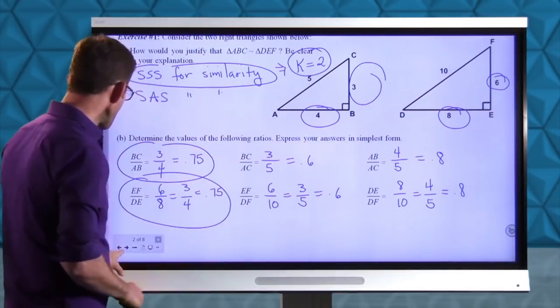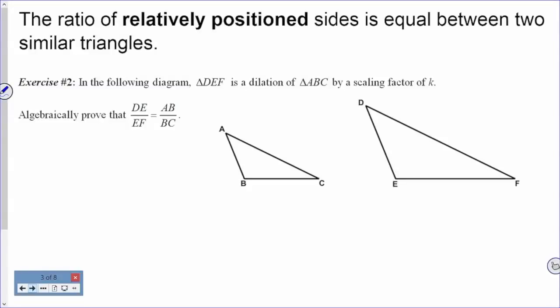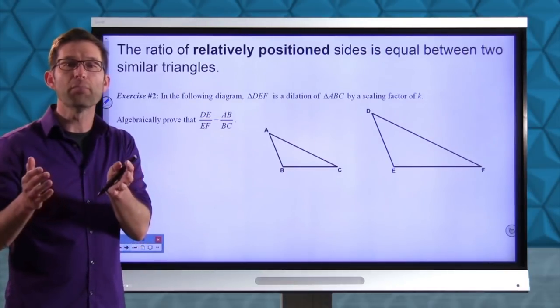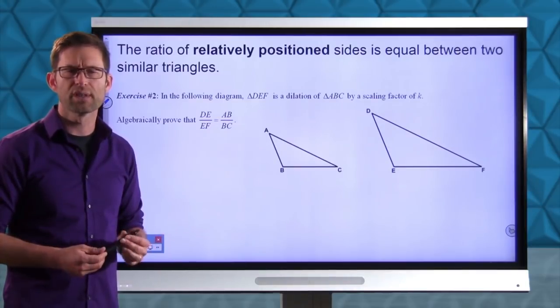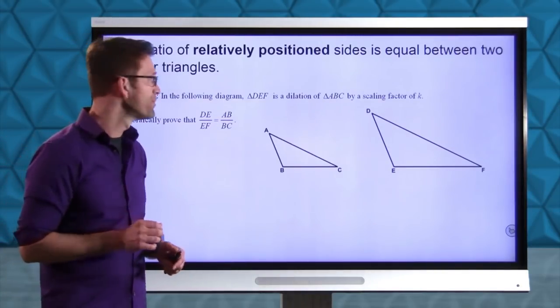Okay? We can summarize all of this in this one statement. The ratio of relatively positioned sides is equal between two similar triangles. They certainly don't have to be right triangles. The ratio of relatively positioned sides is equal between two similar triangles. Let's take a look at why that is in this exercise number 2.